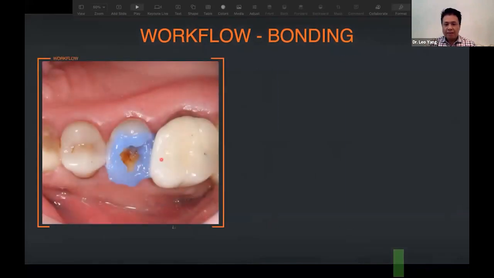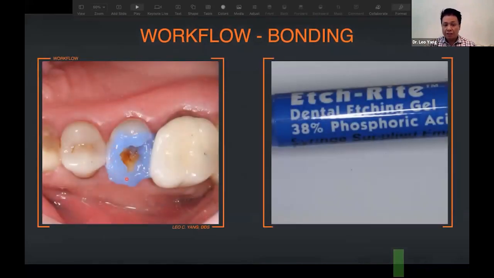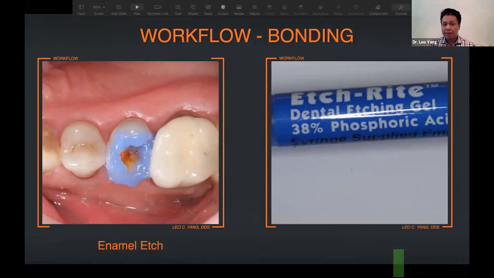After that, I will do enamel selective etching. You can see a lot of manufacturers' recommendations that you don't have to do this, but I still do it because I like to have a stronger enamel bond.